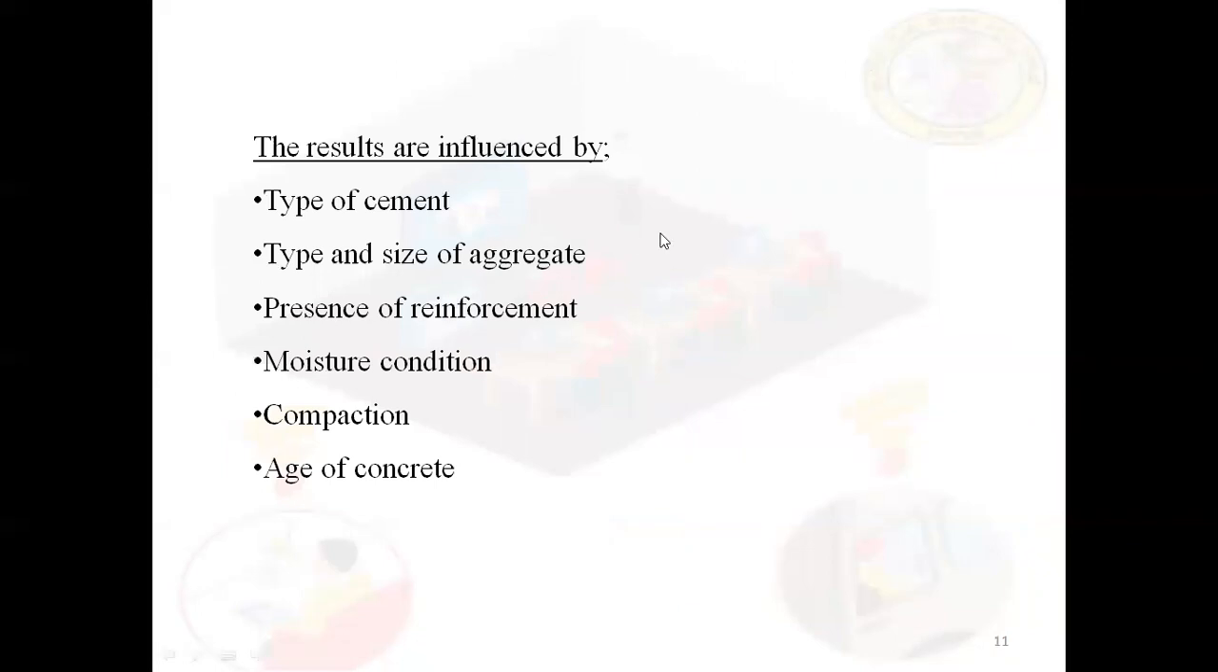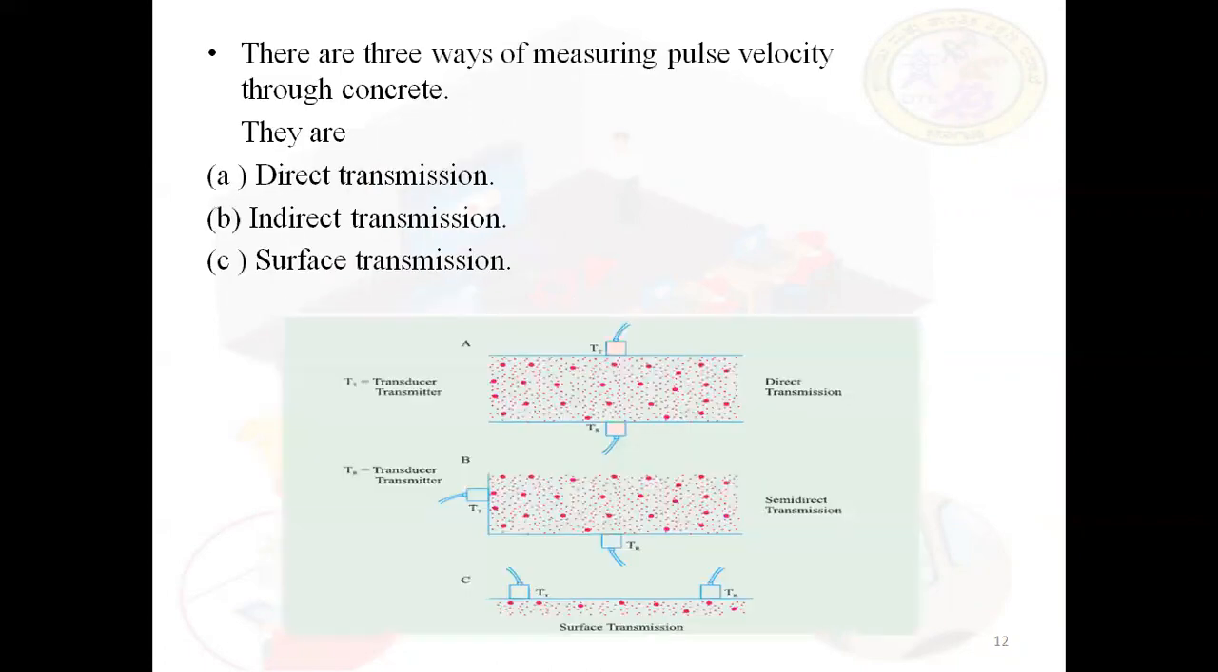Next, the test results are influenced by some factors which influence the pulse velocity test: type of cement, size of aggregates, presence of reinforcement, moisture condition, compaction, and also age of the concrete. The pulse velocity test can be conducted by three methods. That is, there will be three transmission types.